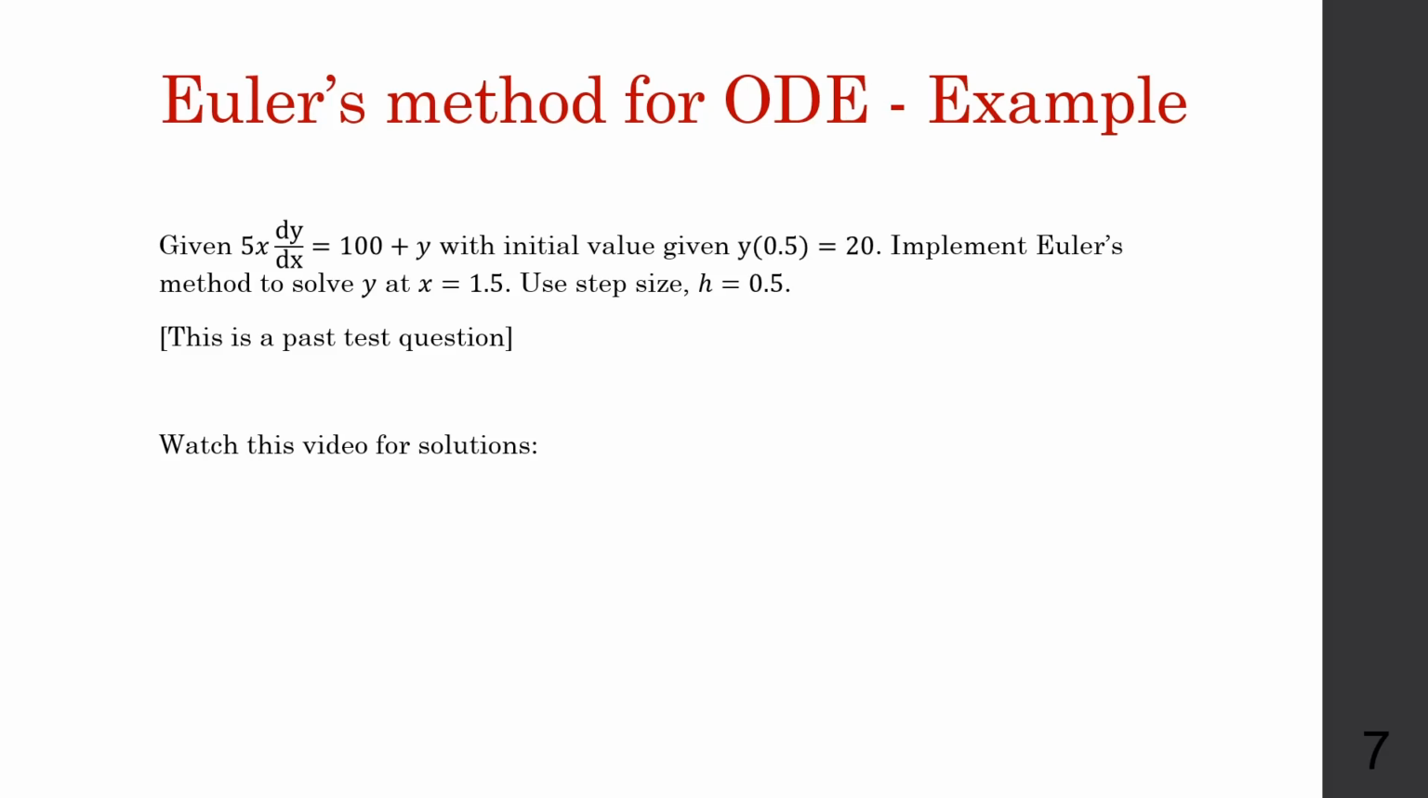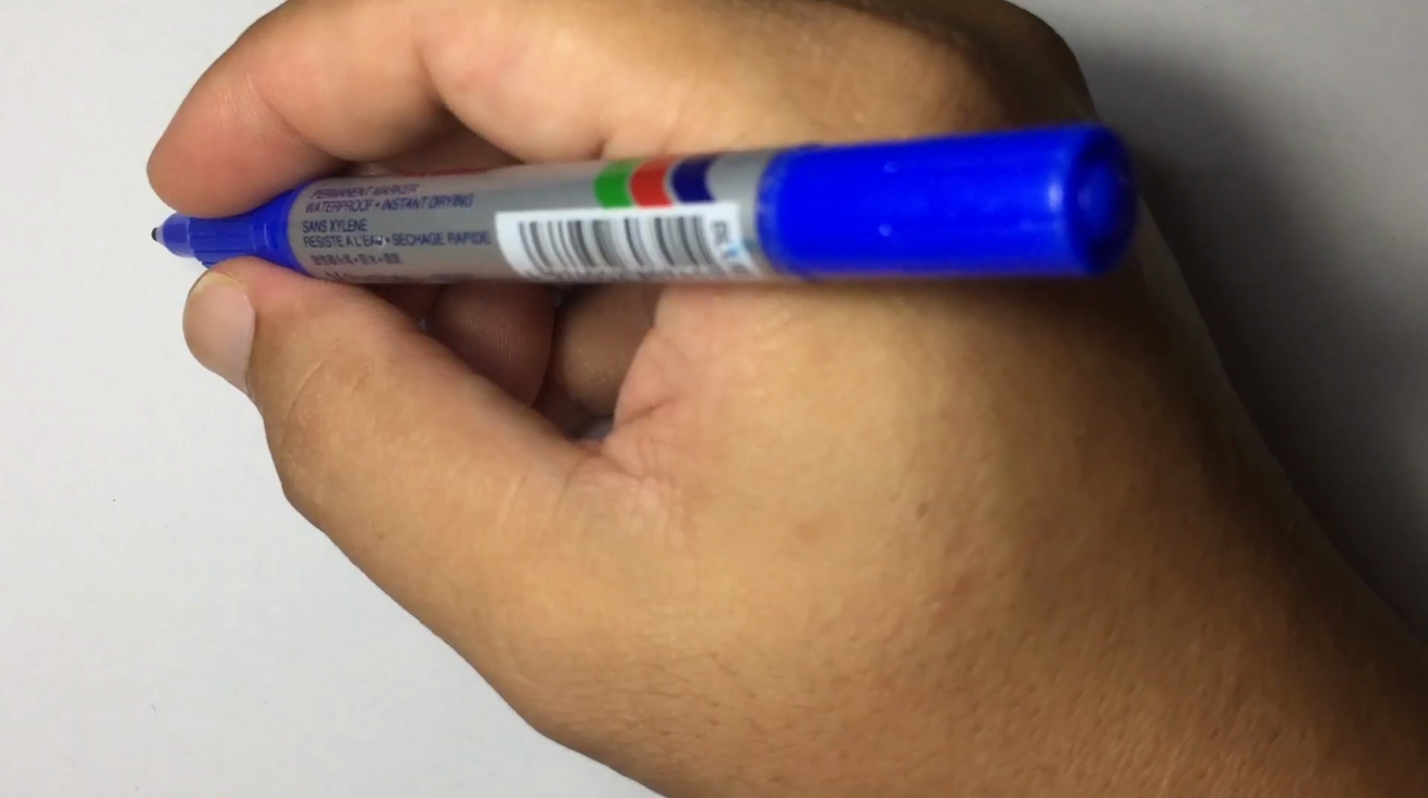We have this question given: 5x dy/dx equals 100 plus y. So this is the ODE. Of course, later we need to rearrange it. The initial value is given, because we need to have at least an initial value. That's why we call it solving the initial value problem. So the initial value is y at x equal to 0.5 is equal to 20. Implement Euler's method to solve for y at x equal to 1.5. So this is the value that we're looking for. Use step size h equal to 0.5.